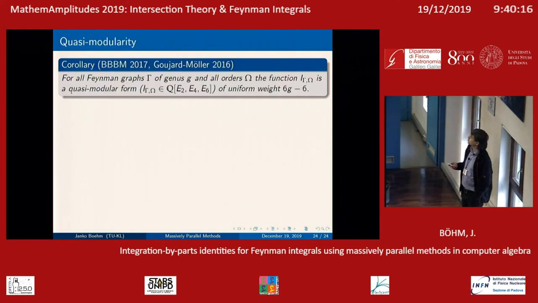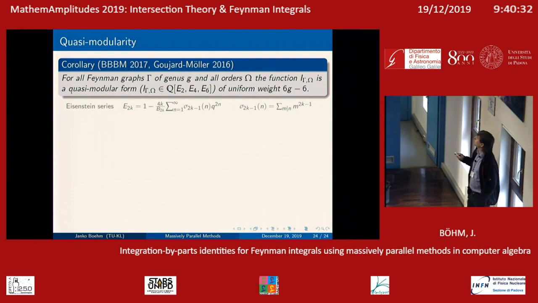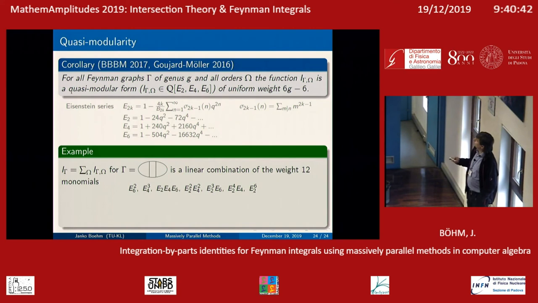In fact, these generating series, one can show, are quasi-modular, so you can write them as an element in the algebra generated by these Eisenstein series, E2, E4, E6, and they are of uniform weight, of a certain weight, depending on the degree, on the genus of the graph. And for example, for that graph, you will see that this generating series is of weight 12, and can be written in these monomials.